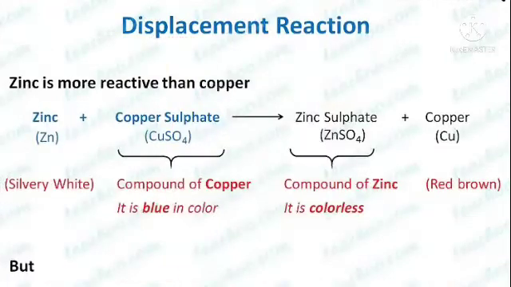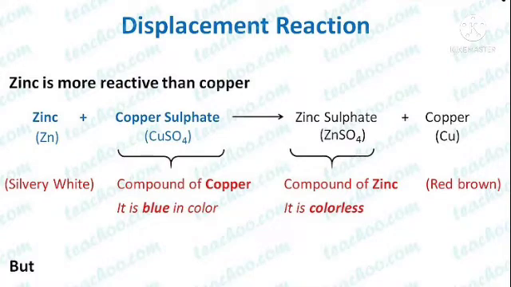Third one, displacement reaction. In a displacement reaction, a more reactive metal displaces or removes another element from a compound. Example, zinc plus copper sulfate gives us zinc sulfate plus copper. Here, zinc is more reactive than copper, so zinc displaces copper from copper sulfate.